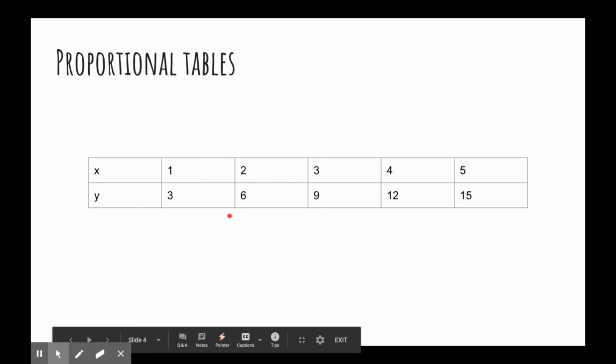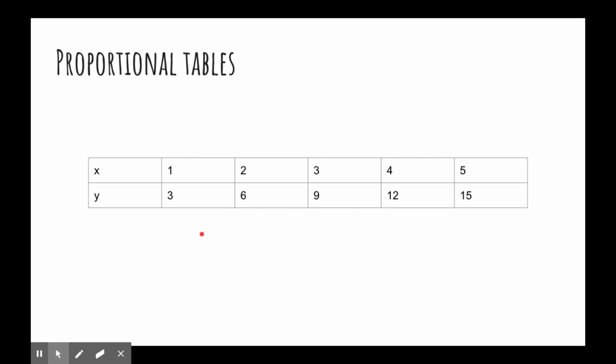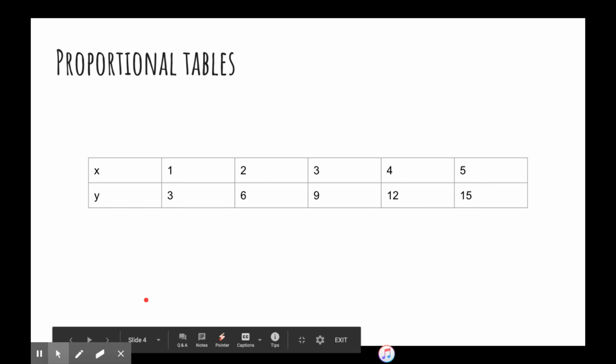Okay, so right here is a proportional table. And you'll notice that the relationship between x and y is 3. 1 times 3 is 3. 2 times 3 is 6. 3 times 3 is 9. 4 times 3 is 12. And 5 times 3 is 15.